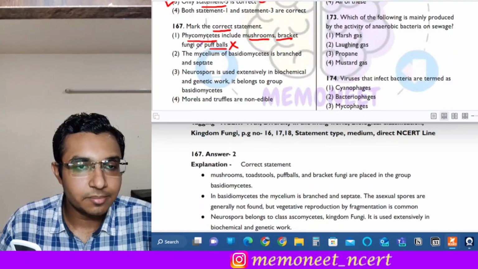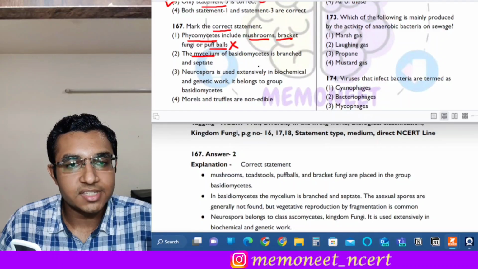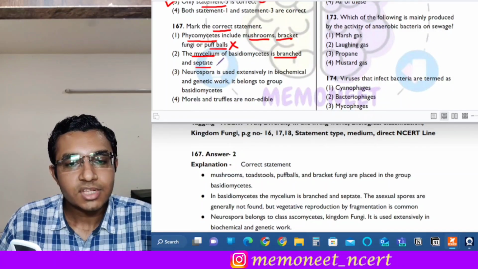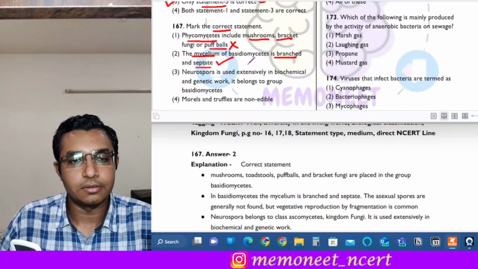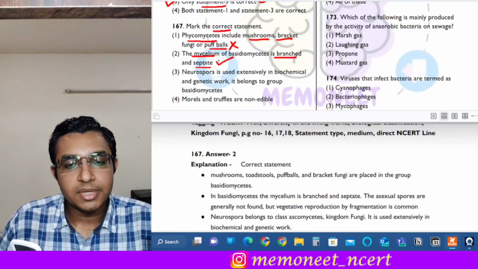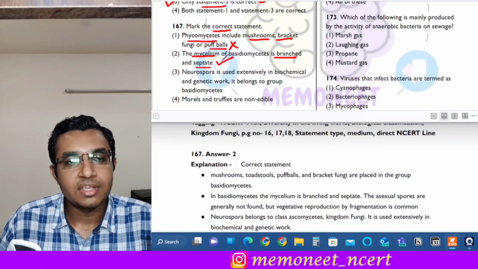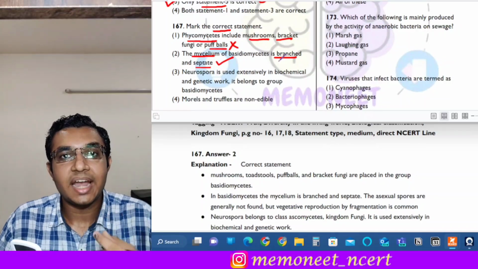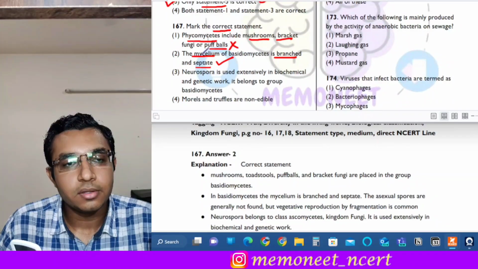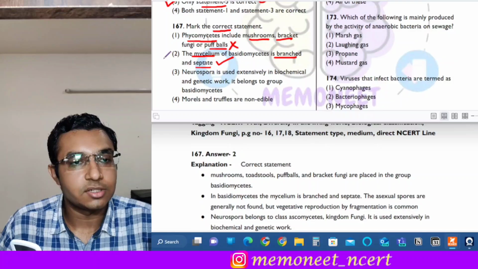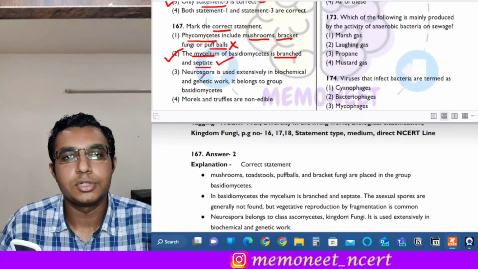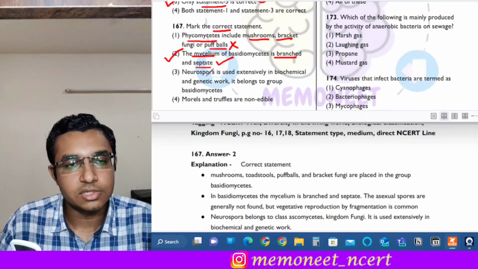The second statement is the mycelium of Basidiomycetes is branched and septate mycelium. So yes, this statement is correct. Okay, because in the Basidiomycetes, the mycelium is branched and also it is septate. So this statement is correct. So the correct answer of this question will be option 2. Let us see the next two statements also.